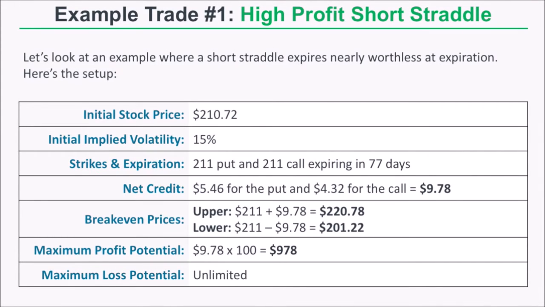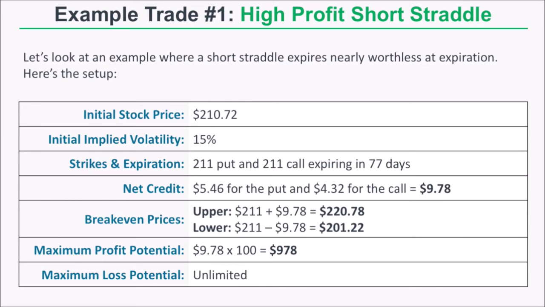Alright, so let's look at our first example trade. So here is the setup. The initial stock price is $210.72. Initial implied volatility is 15%, and we're going to sell the 211 put and 211 call that expire in 77 days. For selling these options, we're going to collect a net credit of $9.78, and that's going to bring our break-even prices to $201.22 on the downside and $220.78 on the upside.